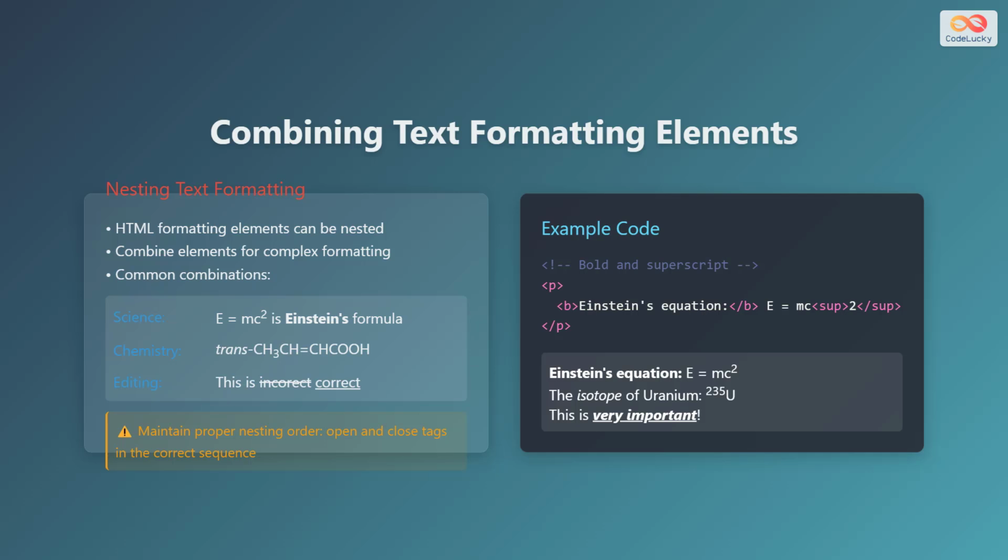To display the word isotope in italics, and the number 235 as a superscript, enclose the word isotope in I tags. Then, enclose the number 235 in superscript tags. To make "very important" both bold, italicized, and underlined, nest the B, I, and U tags appropriately around the text.